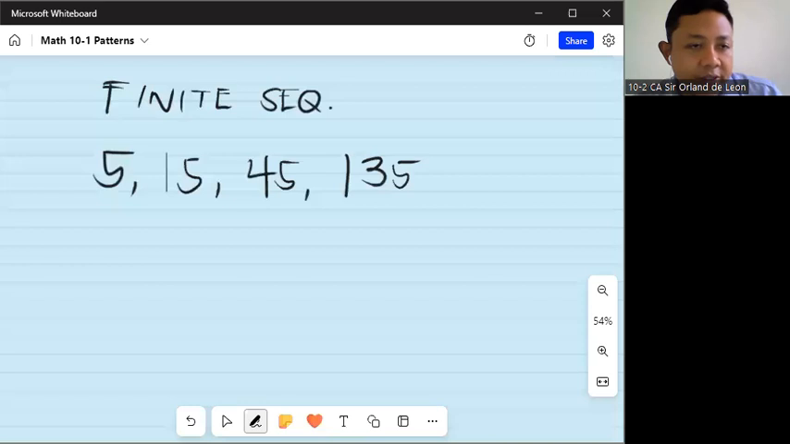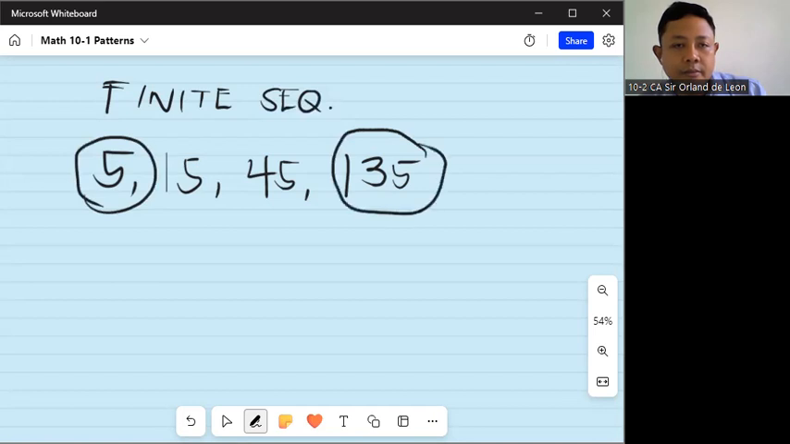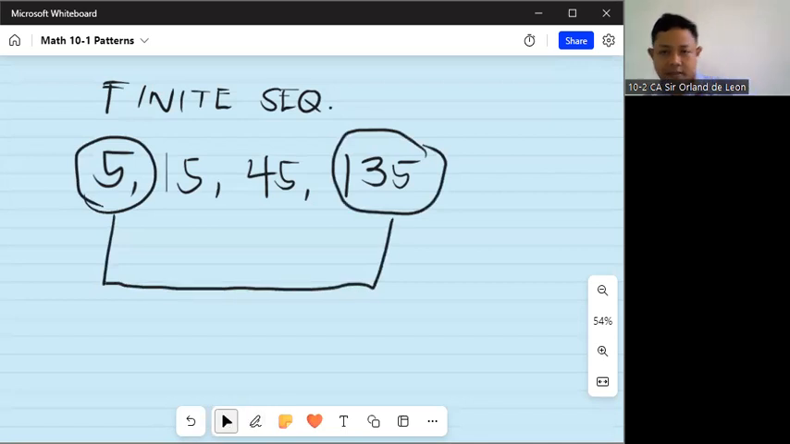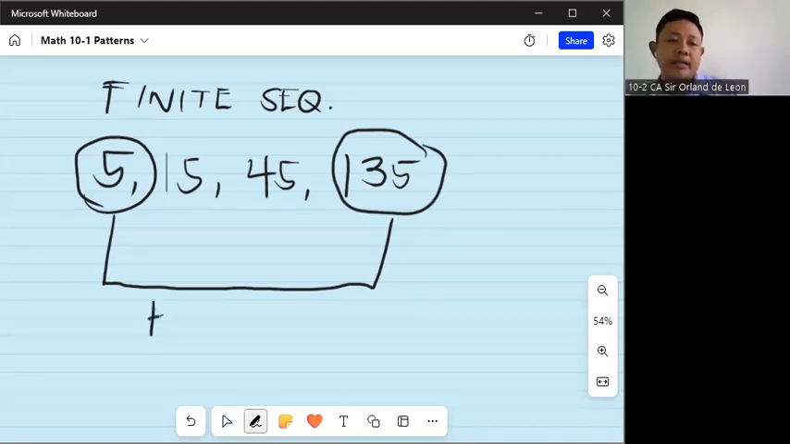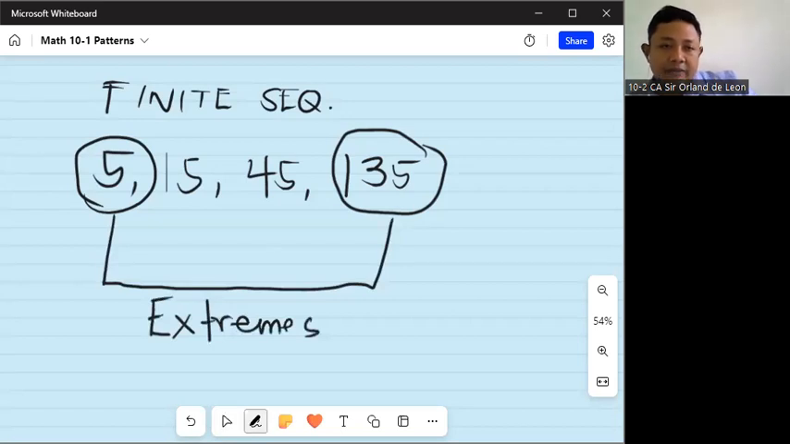Okay? The first term and the last term are called what? What do you call these two terms for this finite sequence? Yes, Lawrence. Extremes po. Very good. Extremes, meaning from the word itself, extremes. It's at both ends, dulo-dulo. So therefore, these are called extremes. And if the first and last terms are called extremes, what do you call naman these terms in between the first and the last terms?